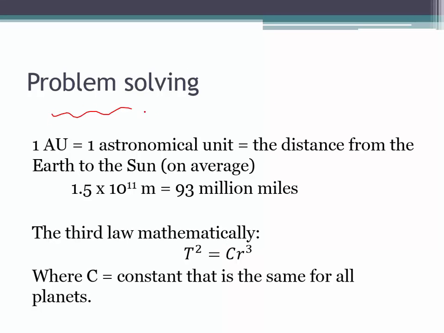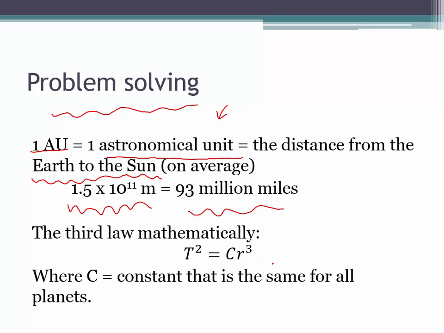Alright, so for problem solving purposes, a couple of terms we need to discuss. The first, I'm not sure how comfortable you guys are with astronomy units, but 1 AU is called 1 astronomical unit and it's the distance from the Earth to the Sun. We in astronomy have just arbitrarily called that 1 AU, and that distance is approximately 1.5 times 10 to the 11th meters. Remember, the Earth is making an ellipse around the Sun, so it's not this far away from the Sun all the time, but on average, this is the distance, and we call that distance 1 AU. It equates to about 93 million miles.